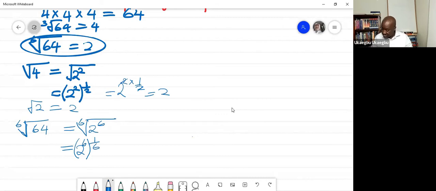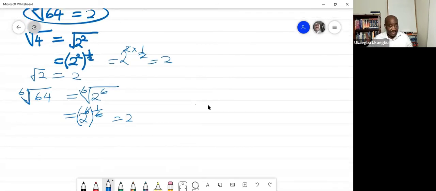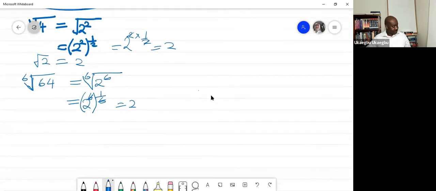So this is 6 times 1 over 6. 6 crosses out to 6, and that gives us 2. So these are different ways you can write exponents, and different ways you can write radicals. Okay. So now the question becomes, why is this thing very important?